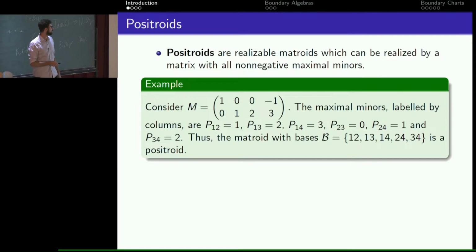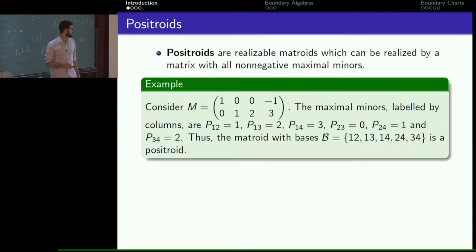So here is a 2x4 matrix. The maximal minors, I write them out. Here I compute them with the index giving you the columns. So P12 is the minor in columns 1 and 2. This identity matrix has minor 1. P13 is the minor in column 1 and column 3. It's like a 1, 0, 0, 2 matrix. Its determinant is 2. And you compute all 6 maximal minors, and we see that they're all non-negative.